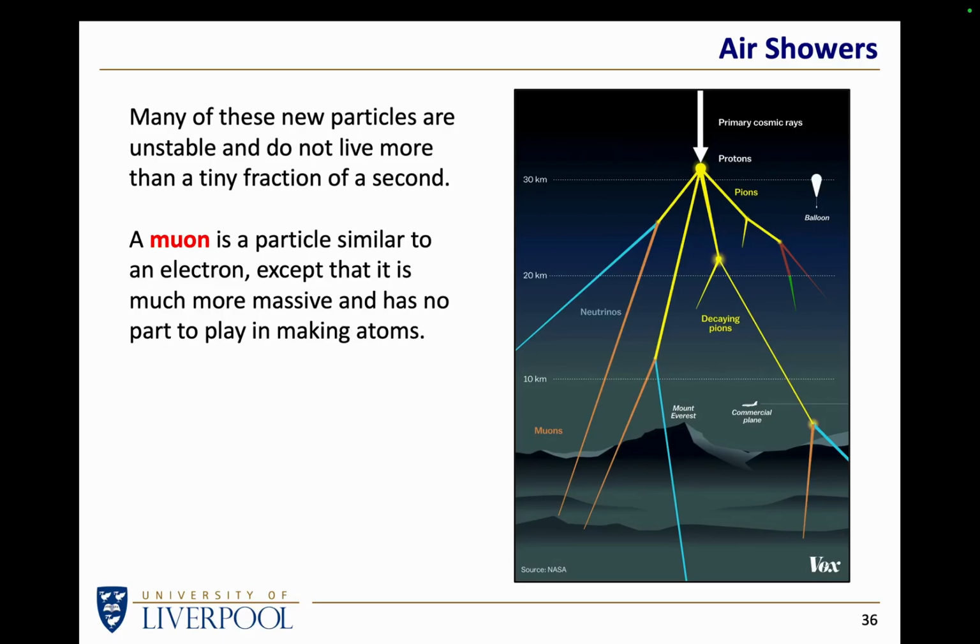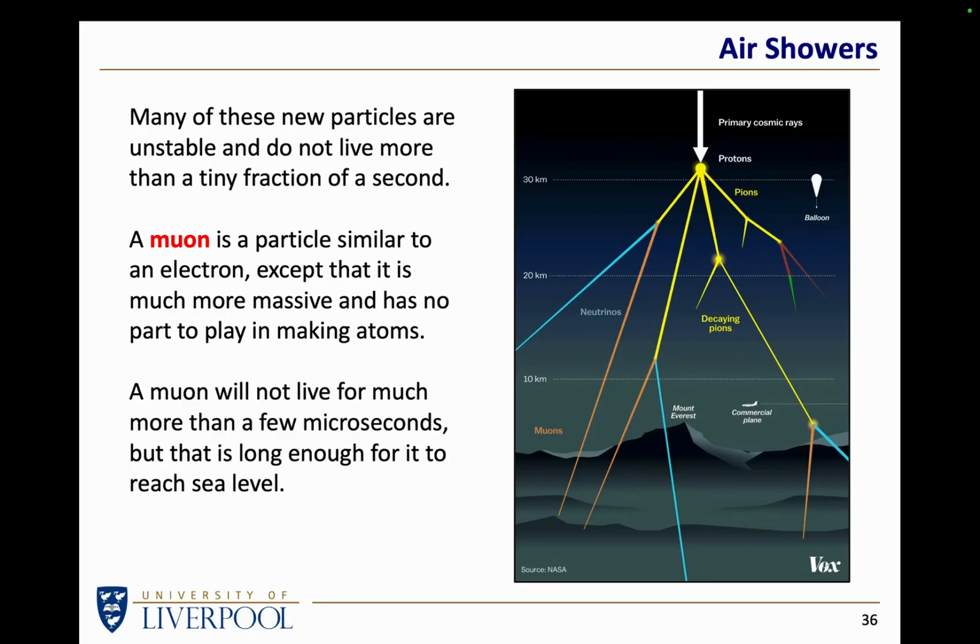One of the most abundant particles that makes it to sea level is the muon. It's a cousin of the electron. It's related to the electron in that it has some similar properties, but it's much heavier. It's about 200 times heavier than an electron, which is why when we see it in a cloud chamber, it tends to be in a straight line, whereas electrons are much lighter and tend to bounce around inside the cloud chamber. Muons have no part to play in making atoms. Basically, if we see a muon in this room, we know it's the result of a cosmic ray.